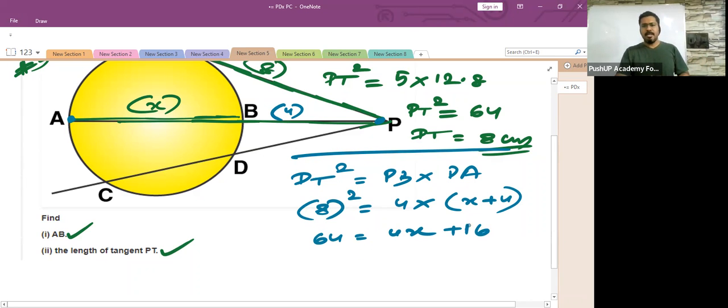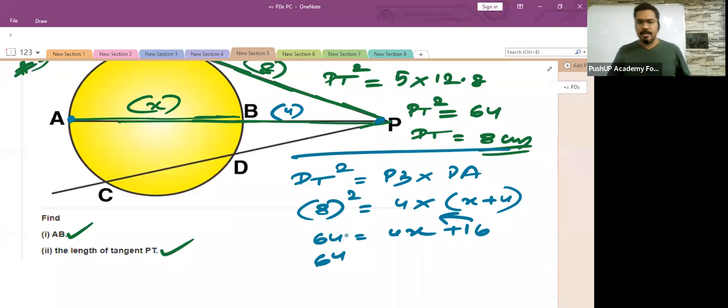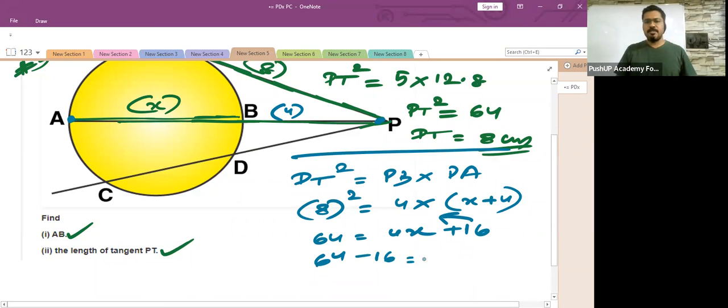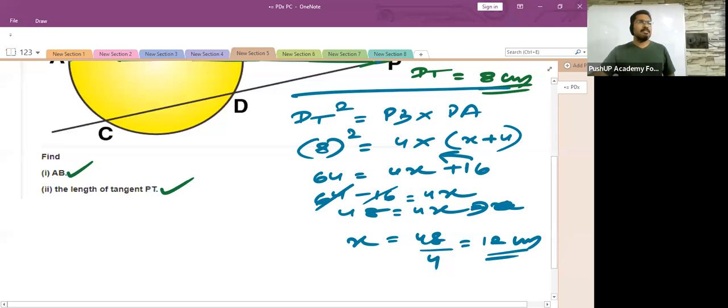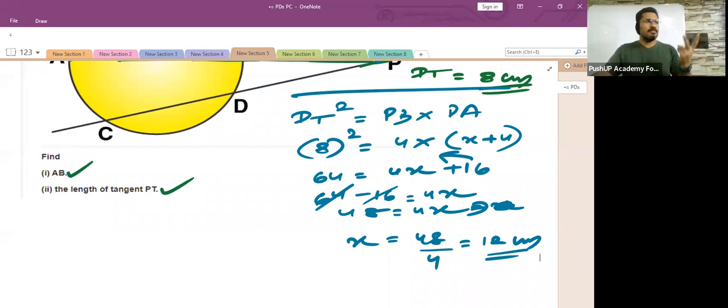Now let's bring 16 to the left hand side. You get 64 minus 16, which is equal to 4x. What is 64 minus 16? 48. That is equal to 4x. It implies x is equal to 48 by 4, and that is equal to 12 centimeters. So in one single sum, you have to use the same scenario twice, isn't it?